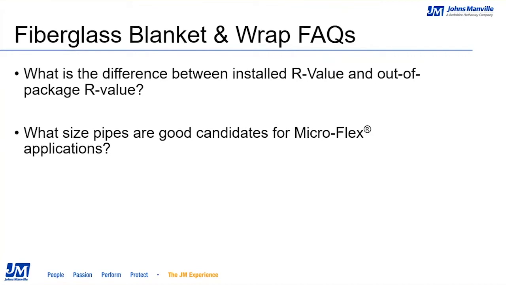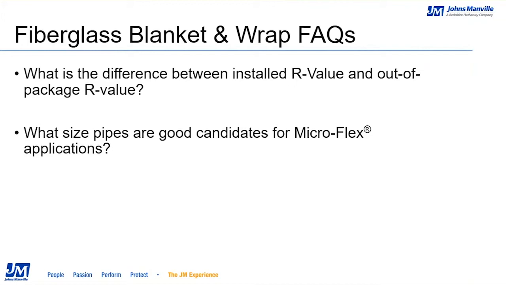Question number 2, what size pipes are good candidates for Microflex applications? The answer is Johns Manville manufactures Microlock fiberglass pipe insulation up to 24 inches in diameter. However, if pipe size is 20 inch in diameter and larger, those are good candidates for using Microflex. This is especially true when handling and storage of materials is limited, or the pipe requiring the insulation is in an extremely tight area. Using rolls of Microflex can be advantageous in these circumstances when compared to using full lengths of pipe insulation.